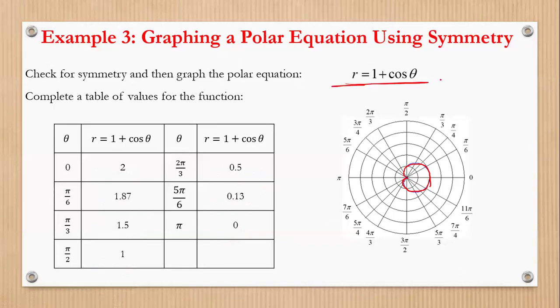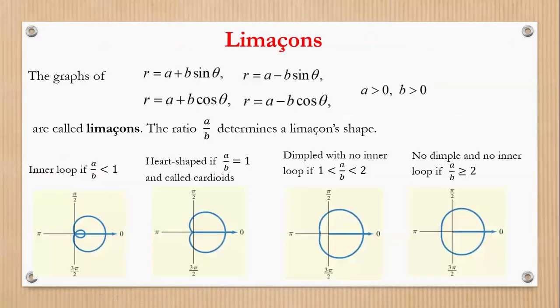So what do we resolve? Any equation in this form will be resolved in a graph, a heart-shaped graph. Why? Because they are called Limacons. Any equations in the form of a plus or minus b sine, or a plus or minus b cosine, where a and b are numbers, are called Limacons. And based on the ratio of a over b, you can decide about the Limacon's shape.